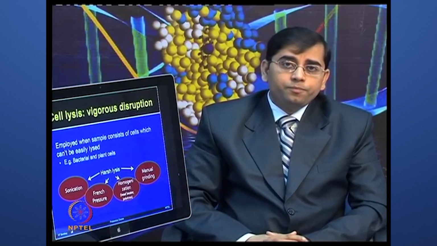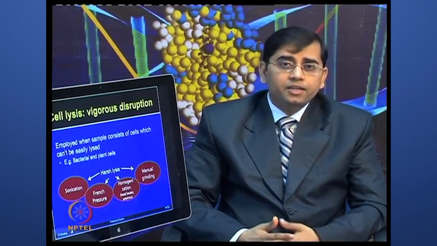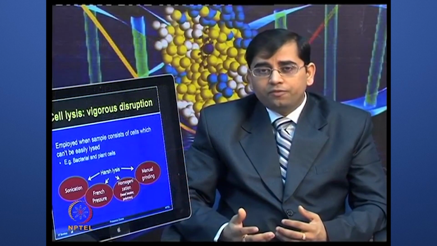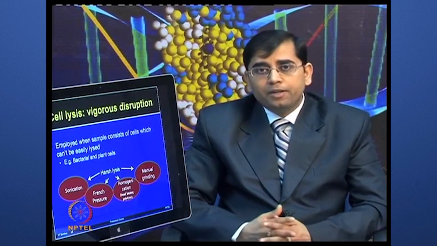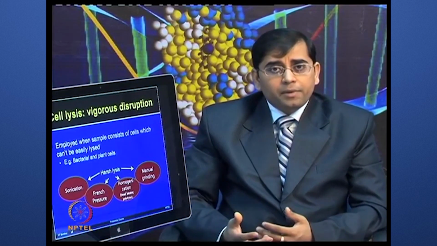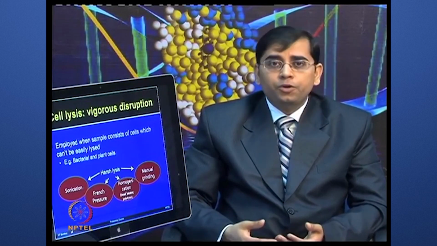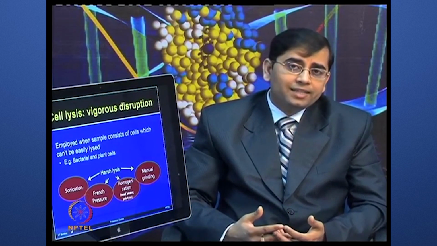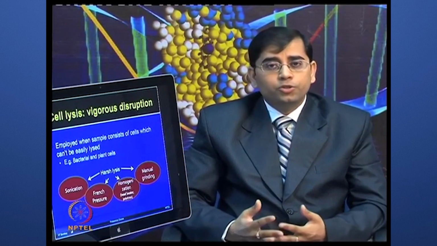Now, different types of cells impose different challenges. If the cells are very difficult to lyse, very difficult to break open, then you need to use vigorous disruption methods, such as sonication, French pressure, homogenization or manual grinding. We will talk about different cell lysis methods and some of their principles as we go along with more specific types of samples. But in all sample preparation, mostly people use manual grinding or homogenization by using a bead beater or polytron homogenizers. So, these are very commonly used homogenization methods.